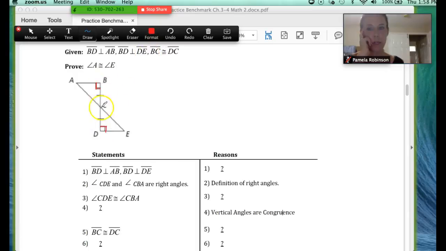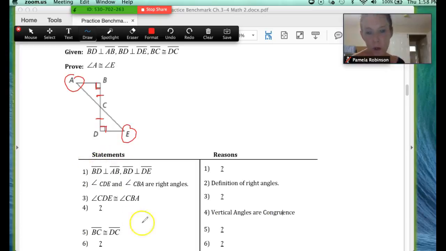Then I know BC right here is congruent to DC right there. I want to prove angle A is congruent to angle E. That's what I want to prove. Now, thinking through this, I'm going to look at these two triangles. If I could get these two triangles to be congruent, I could get A congruent to E because I know if I have two congruent triangles, all their parts are congruent. And that's one of the theorems I learned in these chapters: congruent parts of congruent triangles are congruent.